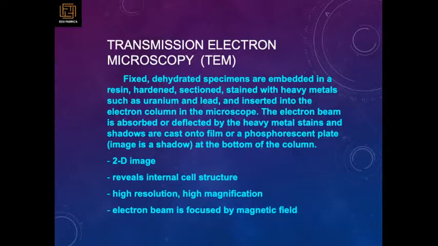Further, in transmission electron microscopy, fixed dehydrated specimens are embedded in a resin, and hardened sections are stained with heavy metals such as uranium and lead, and inserted into the electron column. It's a 2D image that reveals internal cell structure, with high resolution and high magnification, and the electron beam is focused by a magnetic field.